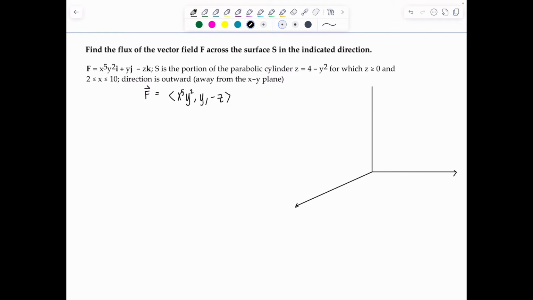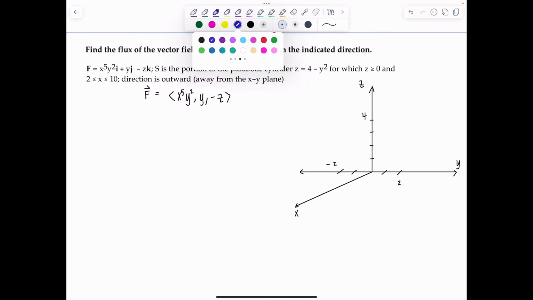Standard orientation is outward from the surface, upward if you're dealing with a plane. Okay, so let us graph. This is y, this is x, this is z. The surface, this parabolic cylinder, 4 minus y squared. Okay, there's 4. Here's 2. And here's negative 2. Those would be the intercepts on the y-axis, yes? Yes. Okay, so here is part of it.